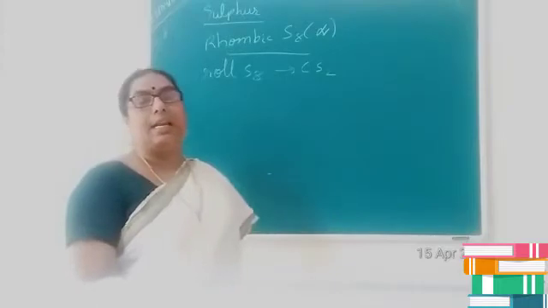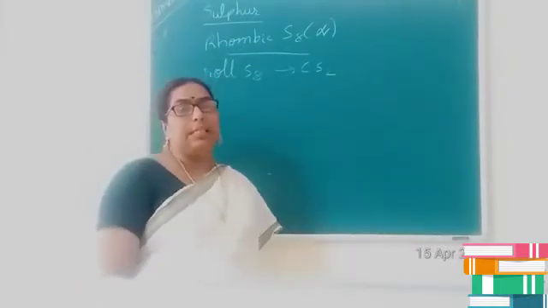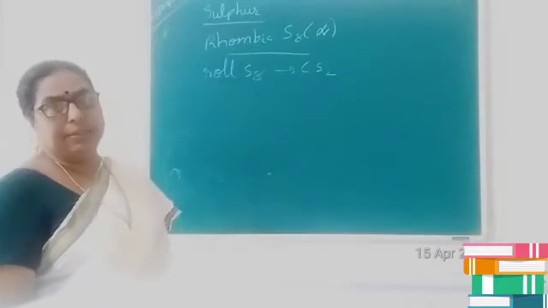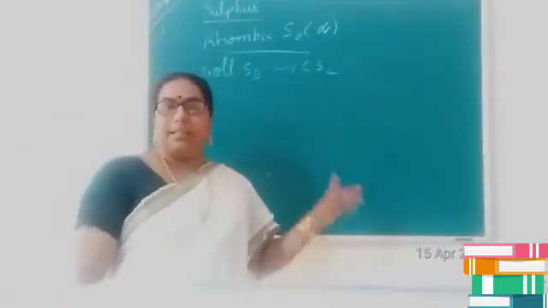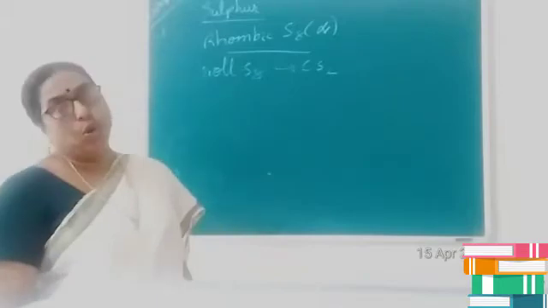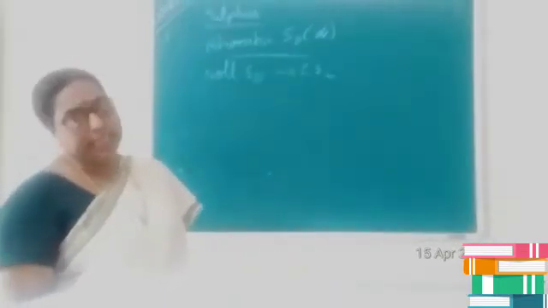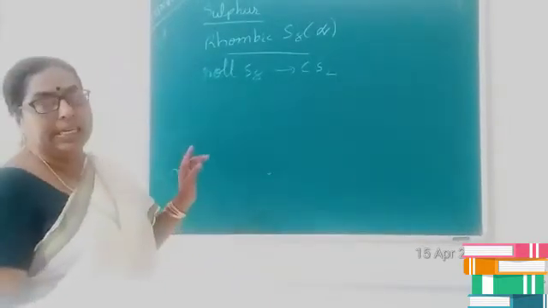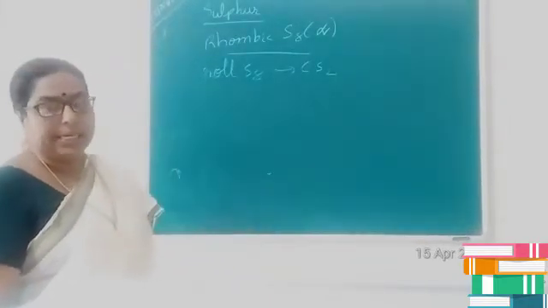It has generally a yellow color. This rhombic sulfur has a melting point of around 385 Kelvin, 385.3 we can say. It is completely soluble in carbon disulfide but insoluble in water, and partially soluble in benzene, ether, etc. Is it clear, children?